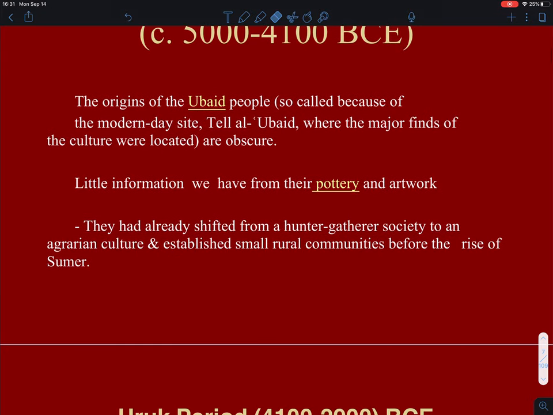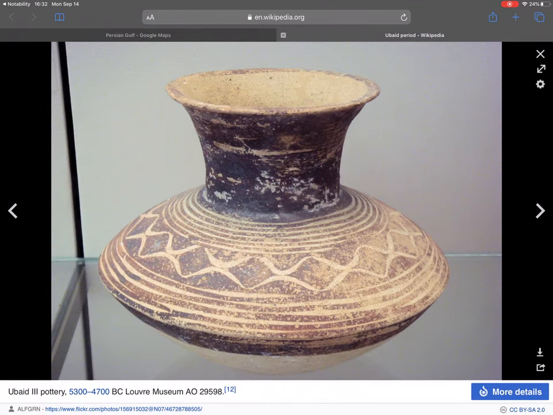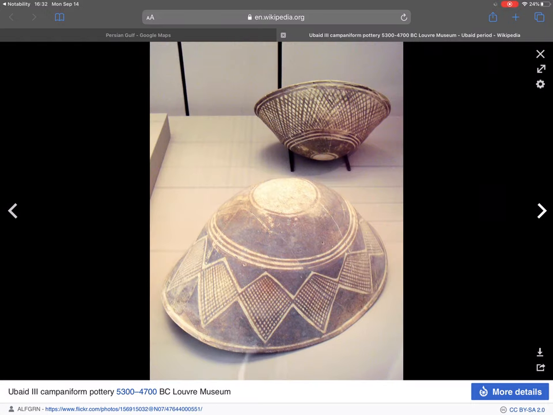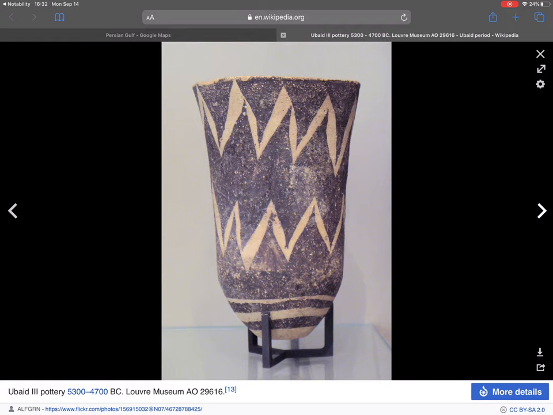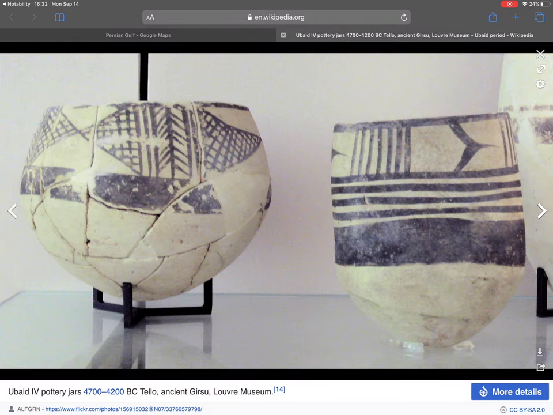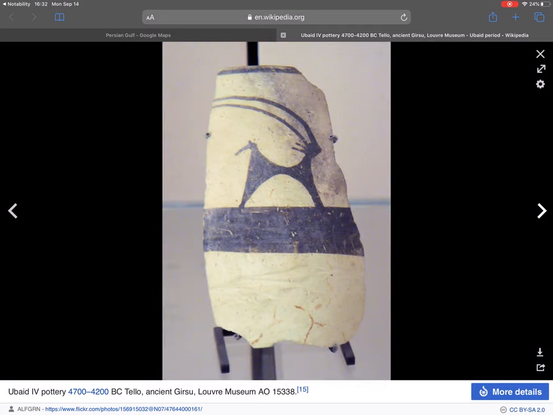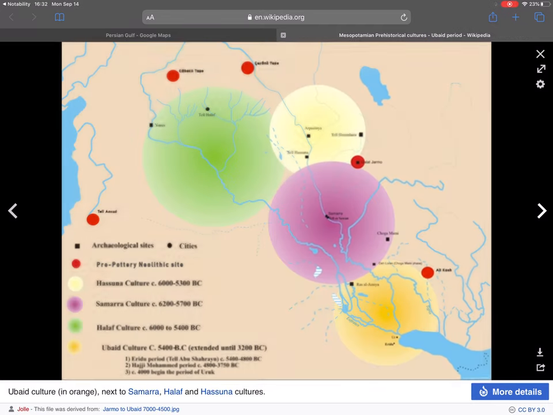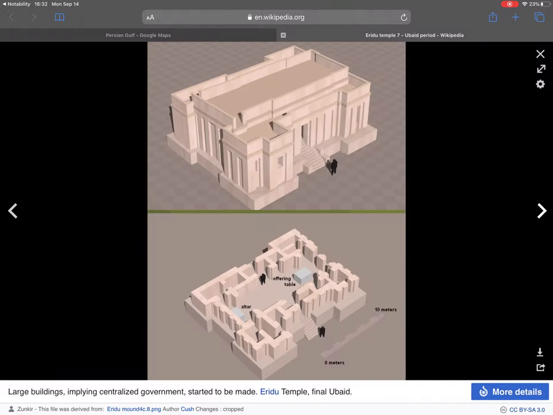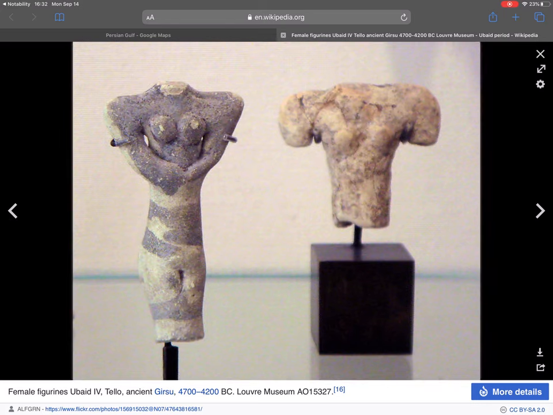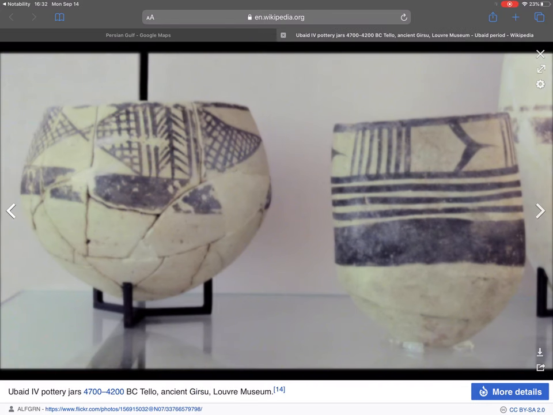We have very little information on them, and what little information we have of them is the beautiful pottery that they produced already. And you look at this beautiful pottery and you say what? What do you say when you see these potteries?